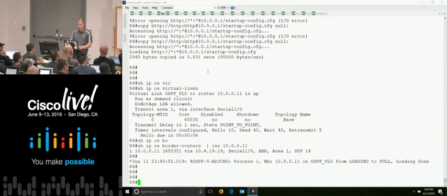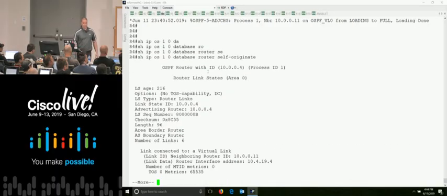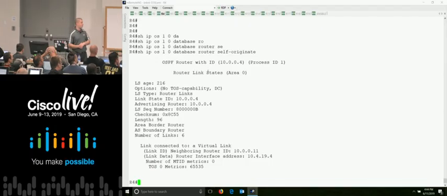So now that you see on R4 we got our log, show ip ospf process 1 area 0 database router self-originate. Number of links, 6, about towards the bottom there. And we see this, I'll just stop right there. That first one's our virtual link.